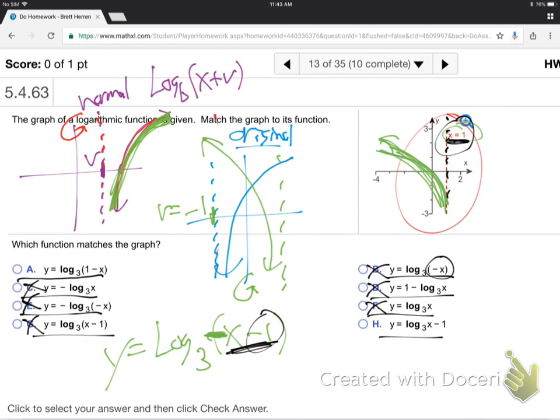How about H? No, he doesn't have negative on x. And by the way, that minus 1 is not in the parentheses. It's after the log. It's outside of the log. That's a y effector. That's not in the parentheses. That's not x minus 1. So he's got double problems.